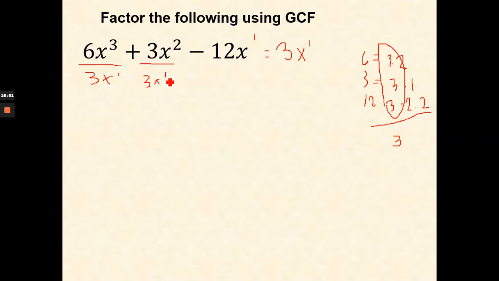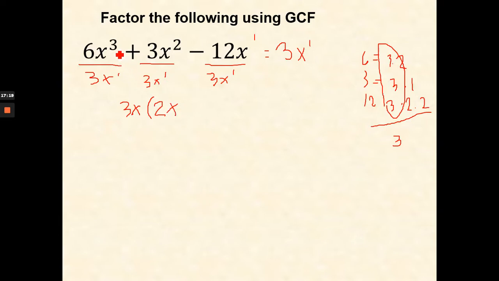3x raised to 1. Then divide it by 3x raised to 1. Okay, so we're now going to write the first factor, 3x. Then we're going to look for the second factor. So whatever will be the result here should be written here as the other factor. So 6 divided by 3, that is 2.